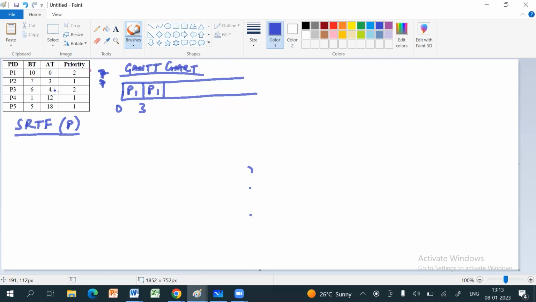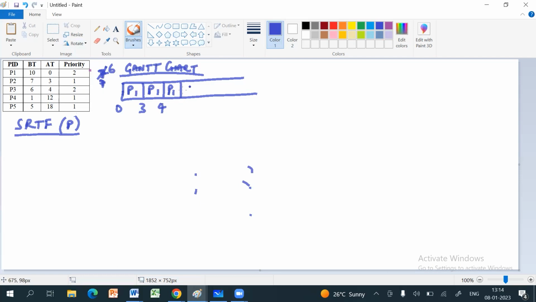The next interrupt is at 4 by P3. So obviously P1 will again be temporarily suspended at 4. The remaining time of P1 is now 6, and P3 again has a burst time of 6. So there's a tie again, right? So P1 will again be given a chance, and it will continue till the remaining time or whatever is the next interrupt.